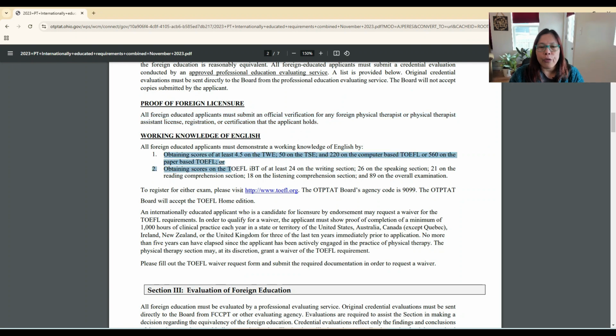This is the old way to take the TOEFL, the number 1. This is the newest way to take the TOEFL iBT. Okay, so at least 24 on writing, 26 on speaking, 21 on reading, and 18 on listening comprehension section, 89 for overall examination. Okay, so each state has their own passing score for TOEFL. So here they specify what their passing score is for TOEFL iBT.